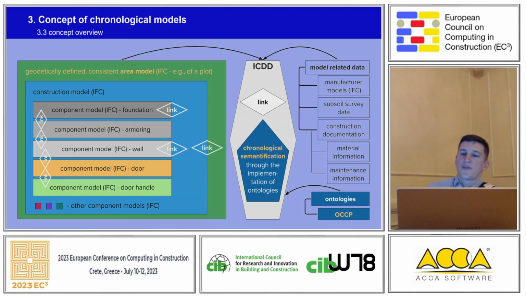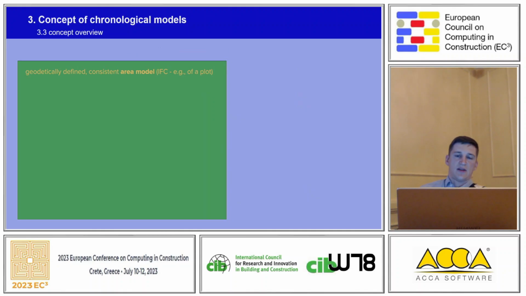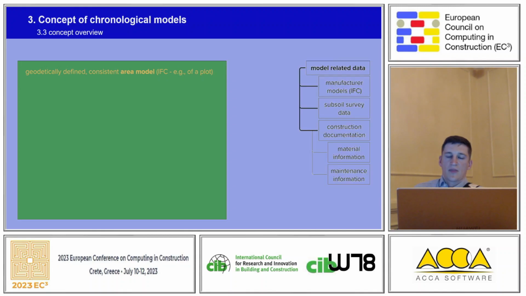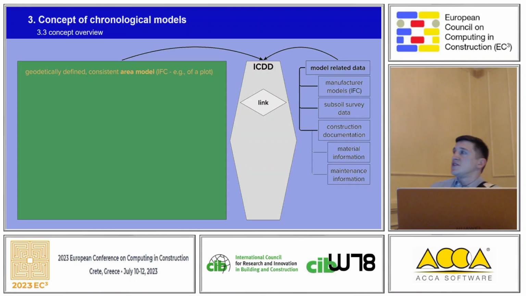Here you can see the concept overview of our chronological models, and I will go through it quickly and step by step. We start off with a basic IFC model, and this is crucial. We use a geodetically defined, consistent area model of a region. Basically, we model the plot first, or use an existing model. We collect all model-related data, and in the case of this area model, this could, for example, include subsoil survey data. The model-related data is connected to the consistent area model using ICDD, serving as a link.